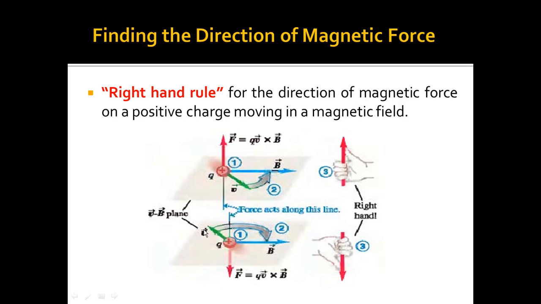The curl of the fingers should be in the direction of the smaller of the two angles. So this means if you apply the right-hand rule for the second diagram, the curl of the four fingers would be pointing towards this direction, curling your fingers in a grabbing motion towards the direction of the magnetic field. Your thumb should point towards the downward direction, pointing to the direction of the magnetic force or the magnetic deflection.